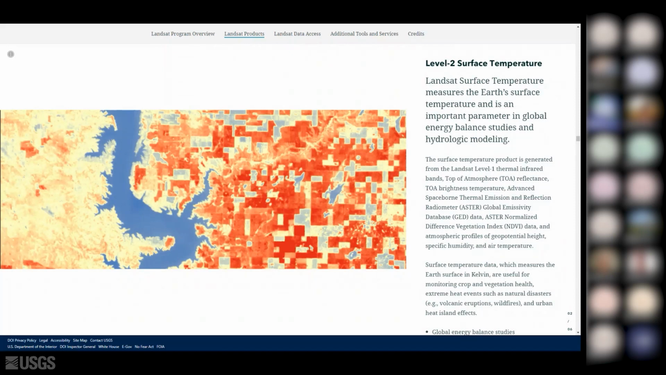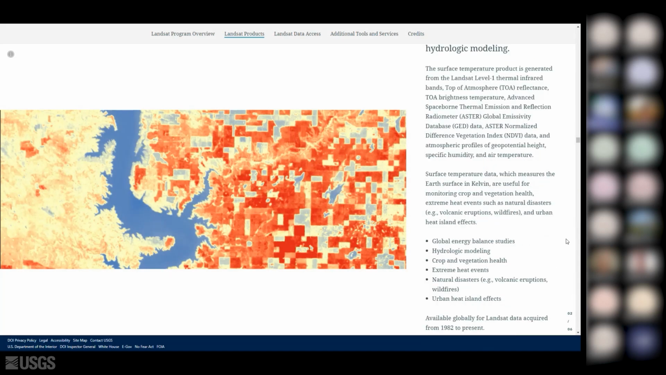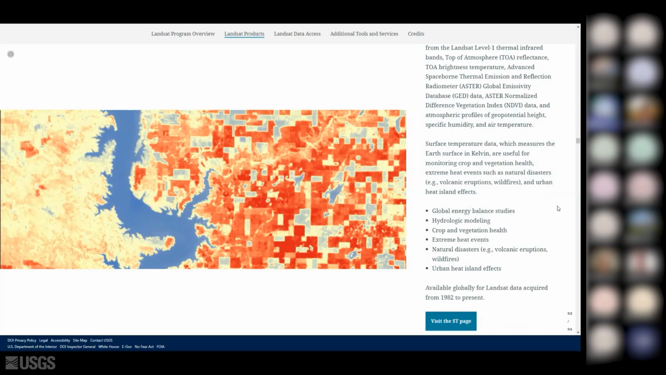So surface temperature data can be useful for monitoring crop and vegetation health and extreme heat events such as natural disasters, for example volcanic eruptions and wildfire. It can also be used to look at urban heat island effects. And this product is available globally from 1982 to the present.